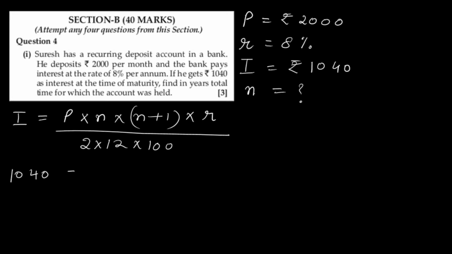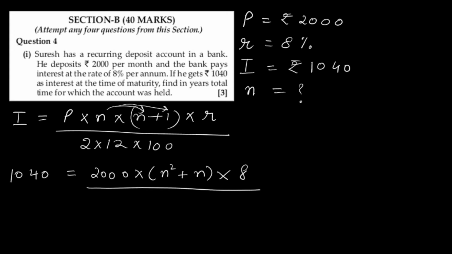I'm just going to substitute the values. Principal is 2000. n we have to find. So I'll be multiplying this n into n plus 1, so it will become n square plus n, still in bracket, into r. r is 8. So 2 into 12 into 100. Now if anything we can cancel, let's cancel it. First of all, 2 zeros here we can cancel. Then 2 into 10.